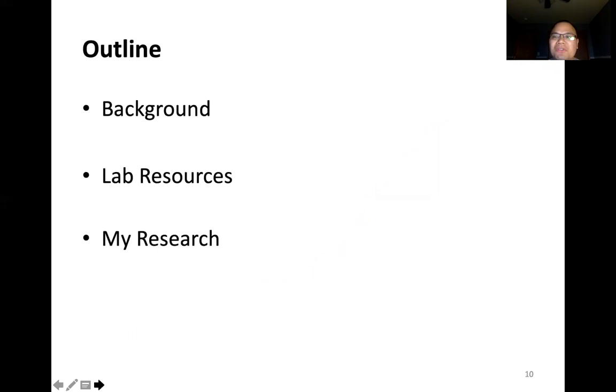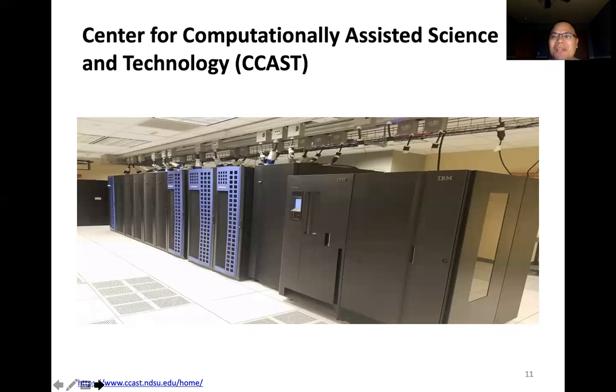Then I want to talk about some of the resources used in my lab. Because we are moving into the big data era, and there is a lot of biological data, we need powerful computers to do it. At NDSU, we have a very strong cluster. It's called the Center for Computationally Assisted Science and Technology. We call it CCAST. In my lab, we use this cluster to help us analyze computing intensive tasks.